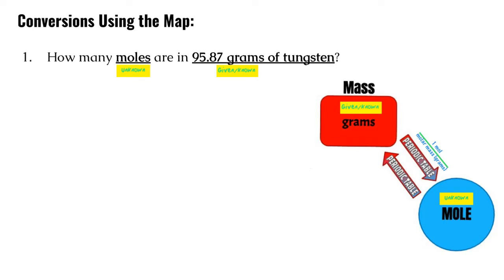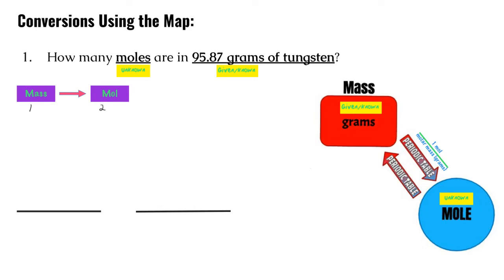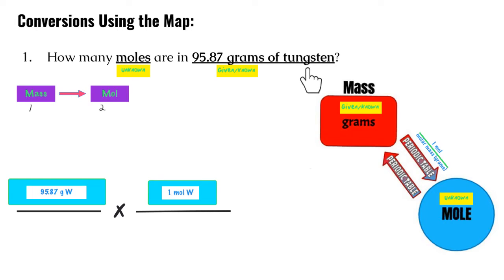So that means I'm going to follow the arrow that goes from mass to mole. Now we take a look at how to set up our problem. Again, going from mass to mole, we see that we have 1 conversion in the middle and 2 blanks to fill in. So we start with our 95.87 grams of tungsten. We multiply that by our conversion factor, which we see again is our 1 mole over the molar mass of tungsten. Since it is just elemental tungsten, we can use the molar mass from the periodic table, which is 183.84 grams. So we put 1 mole over 183.84 grams.